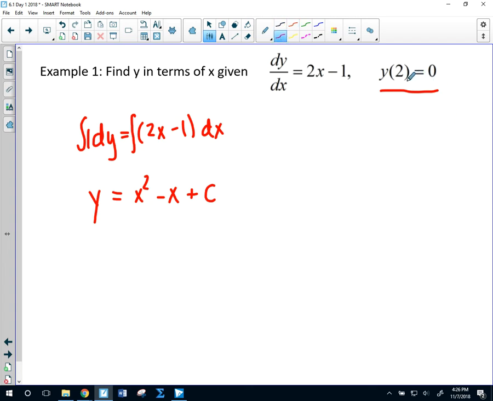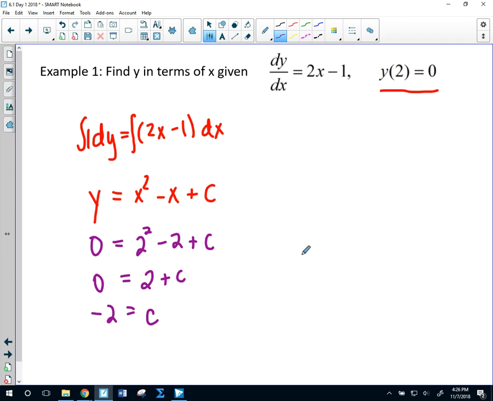So you're given an initial condition that you're going to use to solve for c. We're being told over here that on the original function, x is 2 and y is 0. So I'm going to put 0 in for y, 2 in for x, and solve for c. So this is 4 minus 2 is 2, I think, I hope. Therefore, c equals negative 2.